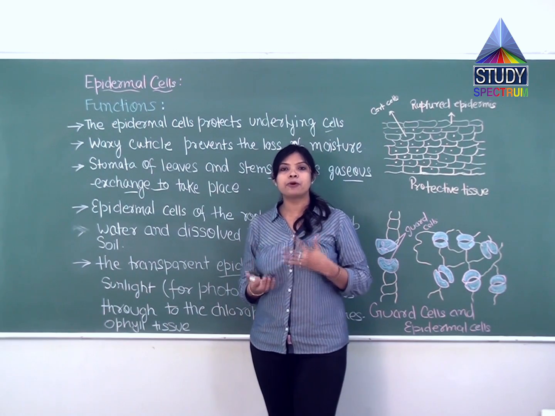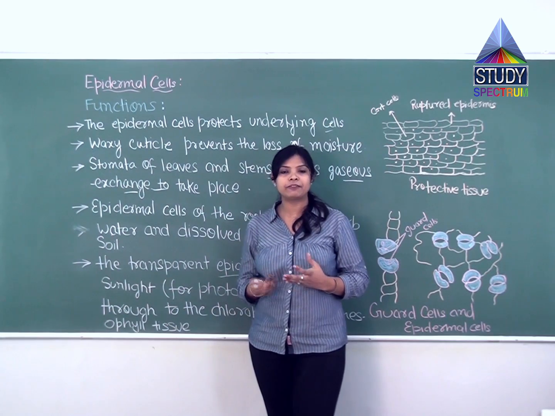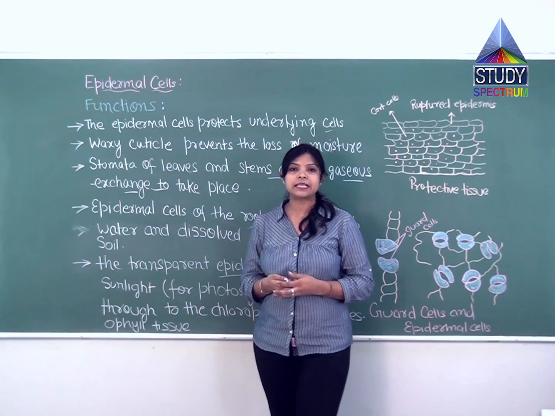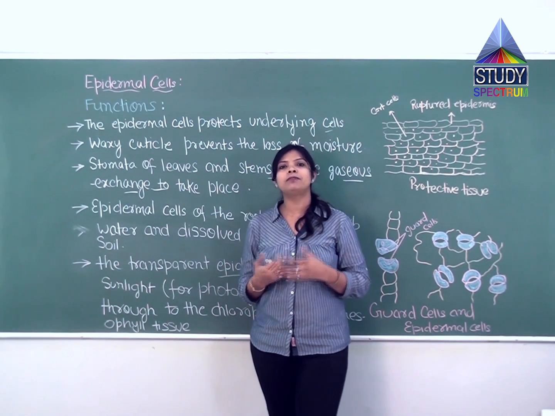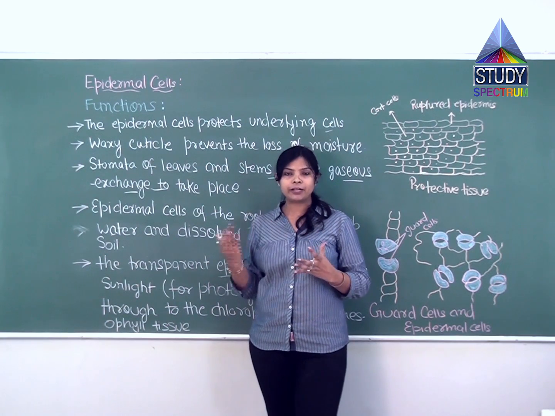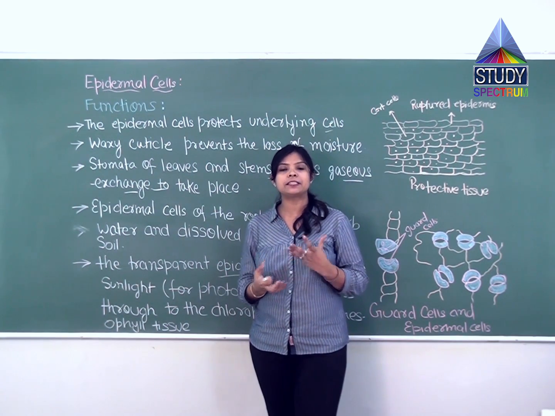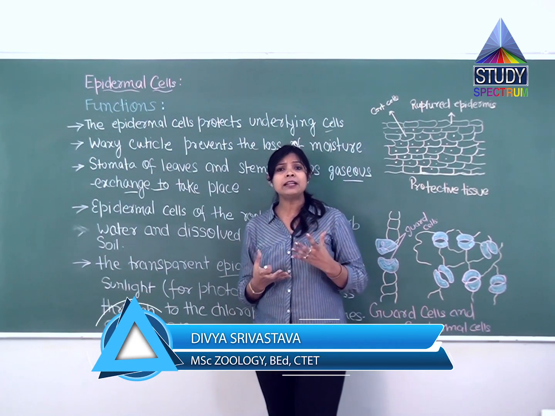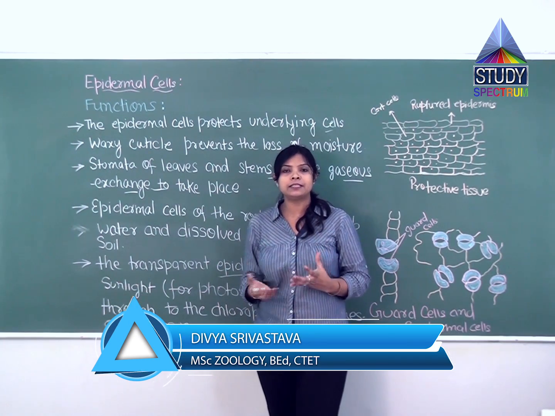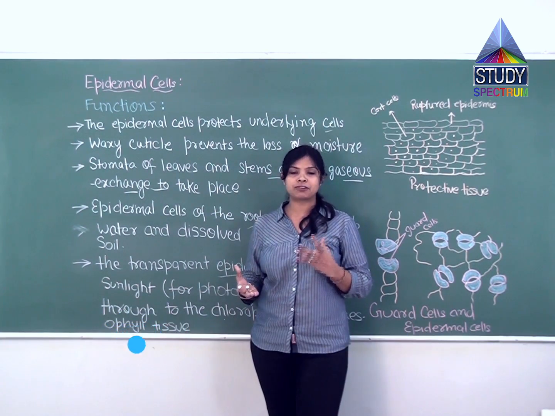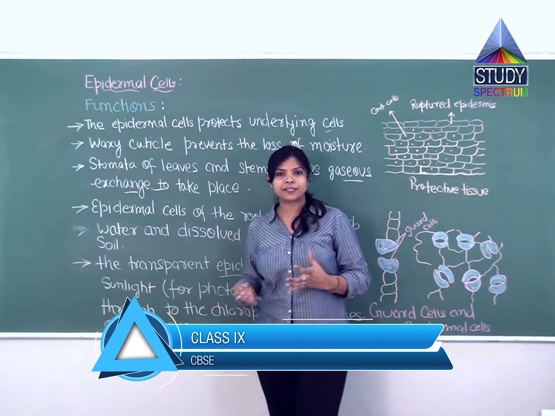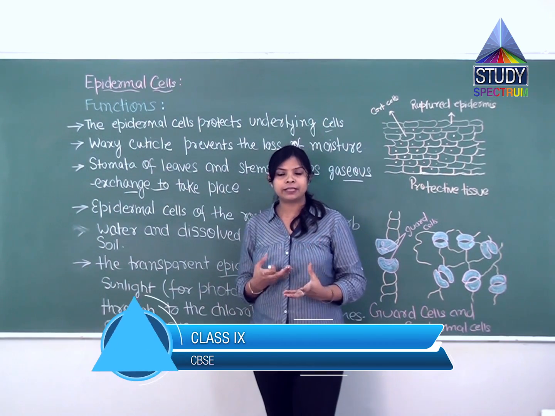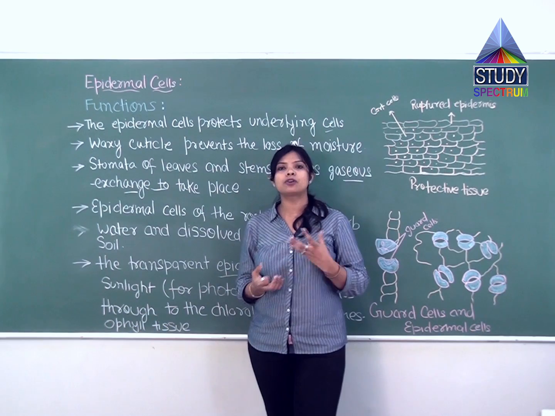If you see that it is a protective tissue or protective covering, as in our body there is skin, in plants these are the epidermal cells. If you see the structure of the epidermal cells, there will be no intercellular spaces, so that they can protect the plant very easily. Chloroplast will be absent in epidermal cells, but stomatal cells are bounded with the guard cells and they have chloroplast.